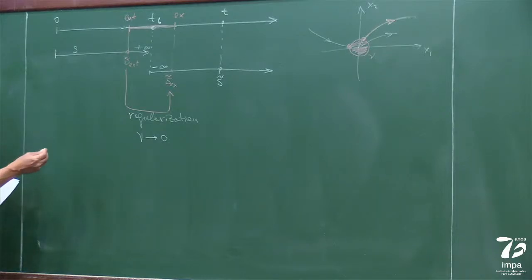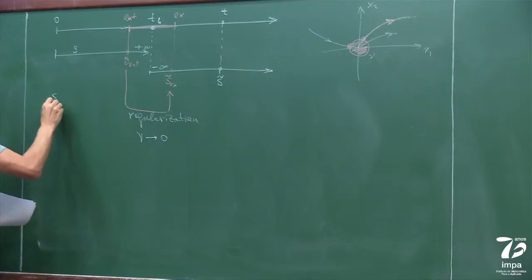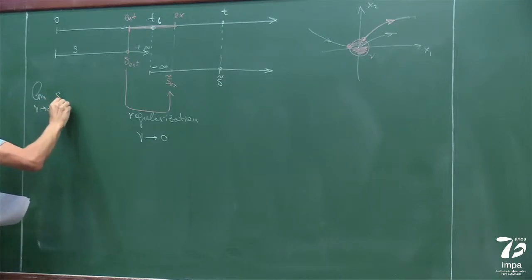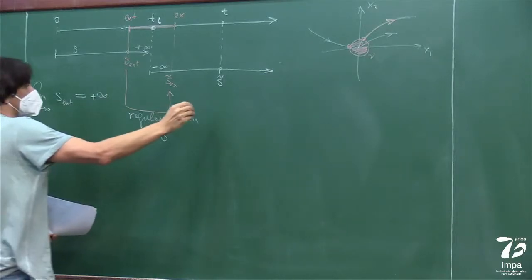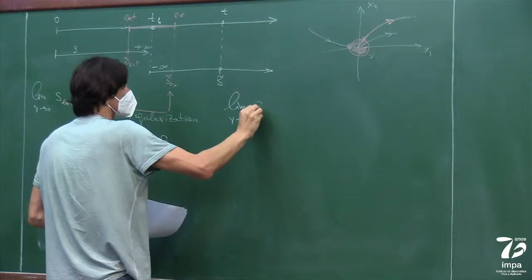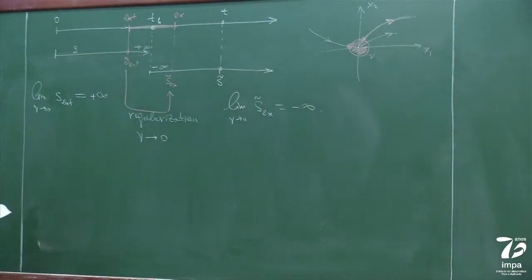So the behavior is such that the limit as nu goes to 0 of S, the entrance time, is plus infinity, and the limit as nu goes to 0 of the exit time is minus infinity. Good.